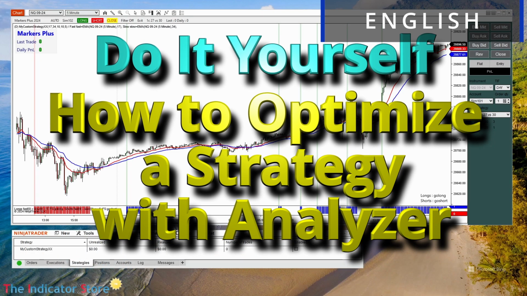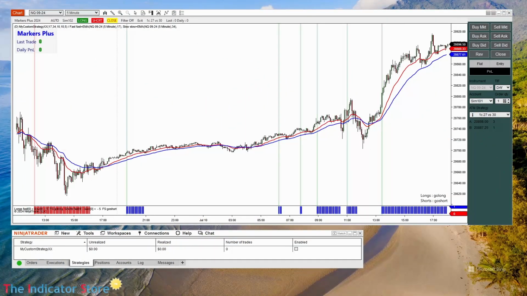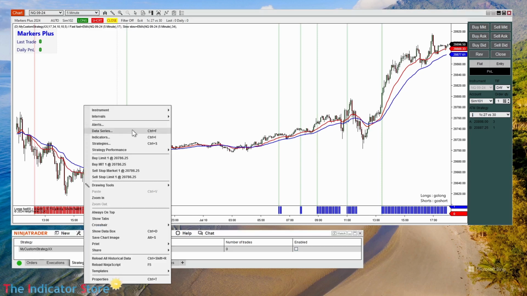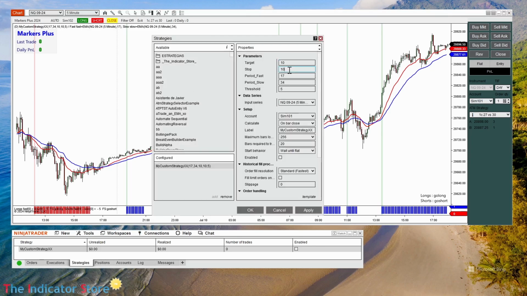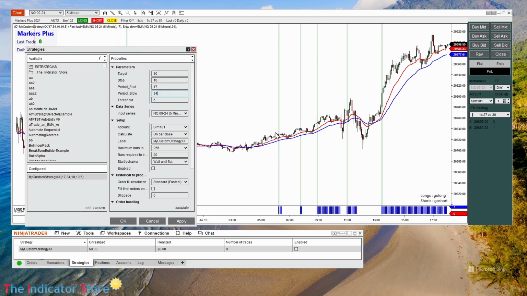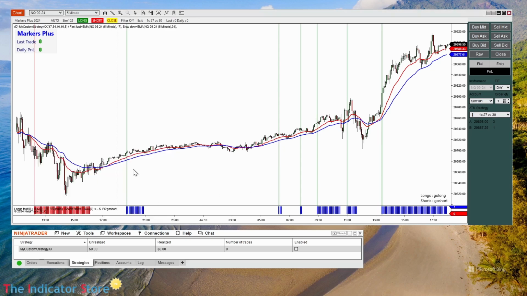Today is a continuation of the last video of last week, where we created a strategy that detects the crossover of two lines, in this case two exponential moving averages. The idea is: now which are the best parameters to use for that strategy? This strategy has several parameters: the target, the stop, the fast and the slow moving average, and also we added a threshold. The threshold is the minimum distance between the two lines to trigger a signal.